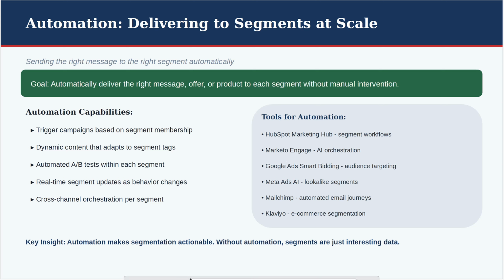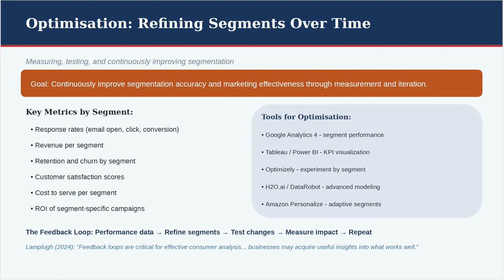The key insight is automation makes segments actionable. Without automation, segments are just going to get stale. Now, the tools for automation are HubSpot Marketing, you have Marketo Engage, you have Google Ads Smart Bidding, you have Meta Ads, you have MailChimp for automated email journeys, and you have some e-commerce segmentation software.